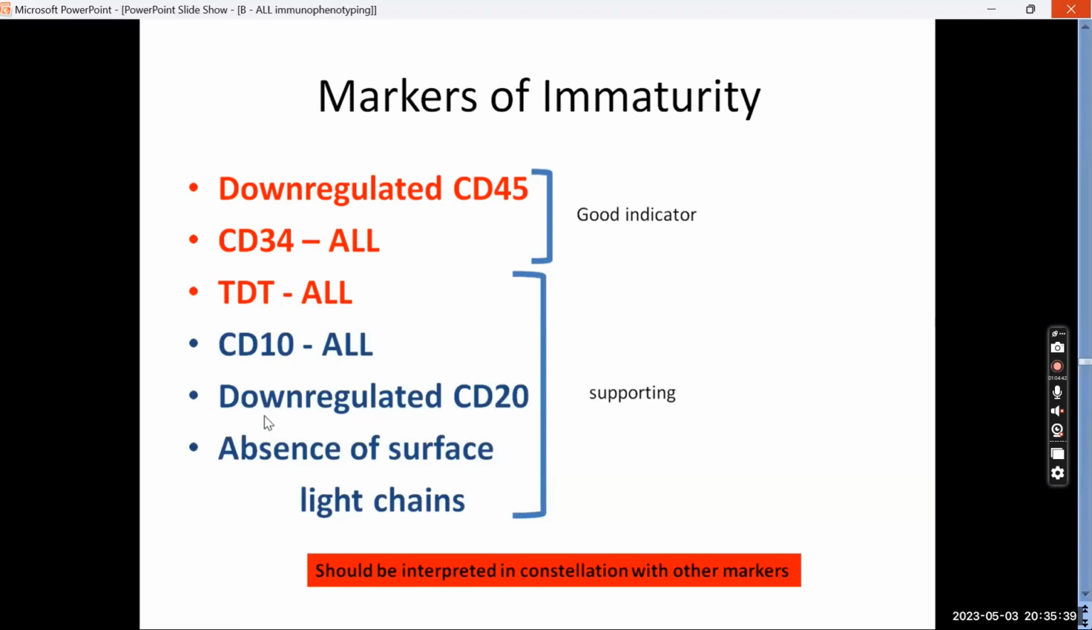Normally in our panel we don't include kappa lambda, but still absence of kappa lambda is again a sign of immaturity. Okay, and as I said, very, very important, don't interpret anything with one single marker. Of course, CD34 is fine, but other things you don't interpret with one marker. Always see it with multiple markers and confirm the immaturity of the neoplastic cells. Okay, good.